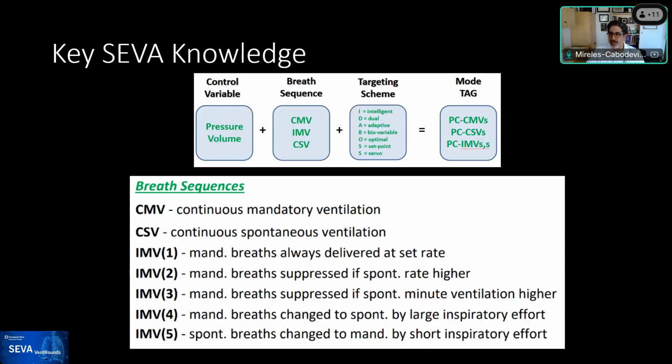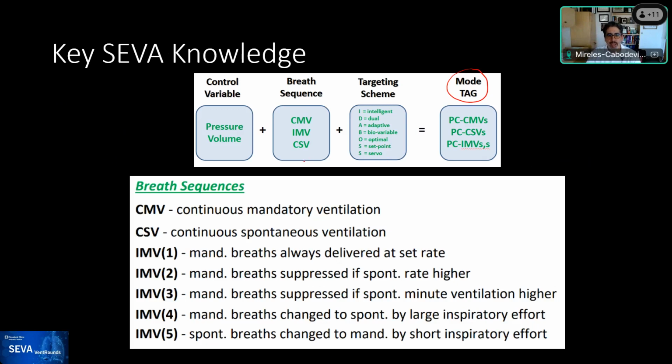All right. Key SEVA knowledge is to remember the taxonomy has three parts: the control variable, the breath sequence, and the targeting scheme, and all together gives us what we call the mode tag. The mode tag essentially gives us a summary of what a ventilator mode does. It gives it in an up-level view of what the ventilator does in general, and it helps us characterize how the patient-ventilator interactions will be.